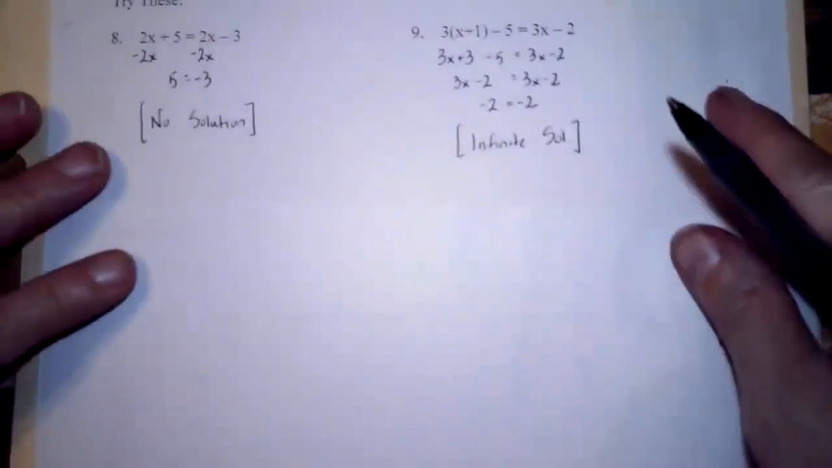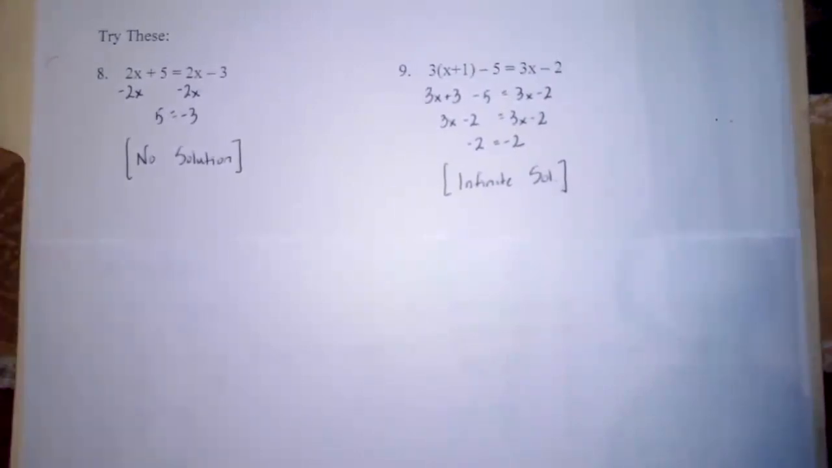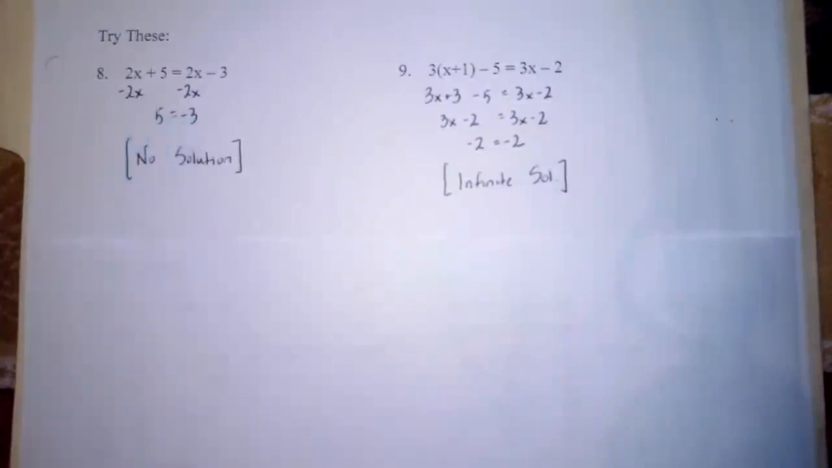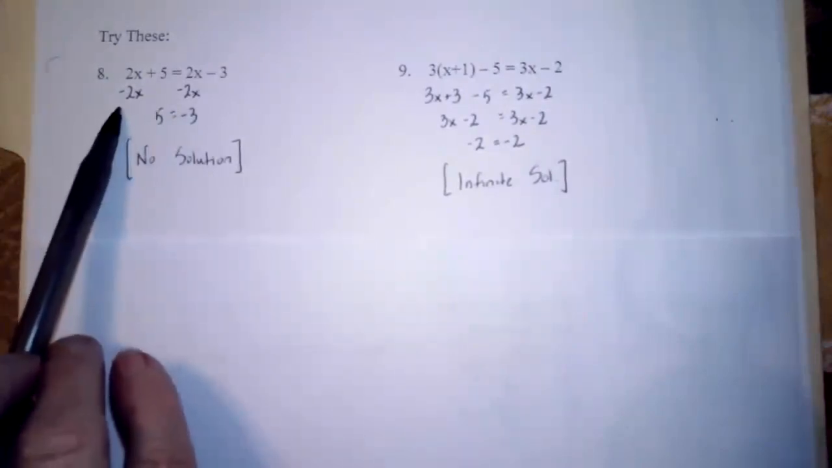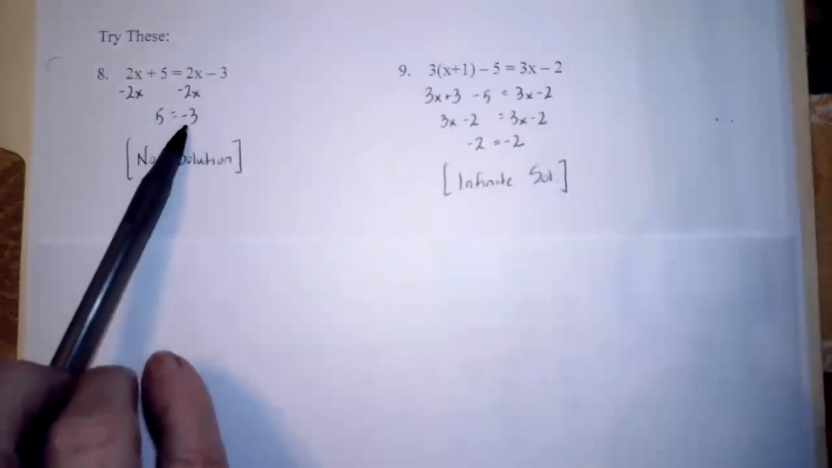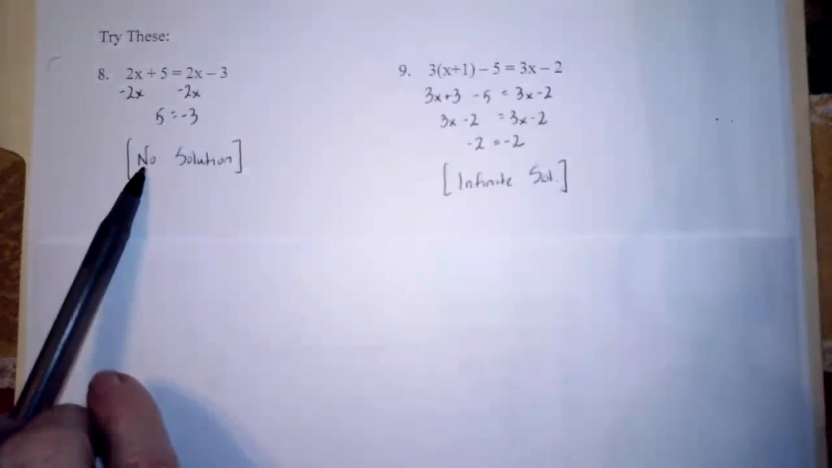All right, welcome back. So this is what happened when I solved number 8 and number 9. Again, similar to the ones we just did a little while ago, we do have the variables on both sides. So in number 8, I went ahead and subtracted the 2x to move it over. Similar to what we just talked about, you'll notice the x's completely disappeared from my problem, and I ended up with 5 equals -3. Again, 5 does not equal -3, so I'm going to write that there is no solution to this problem.